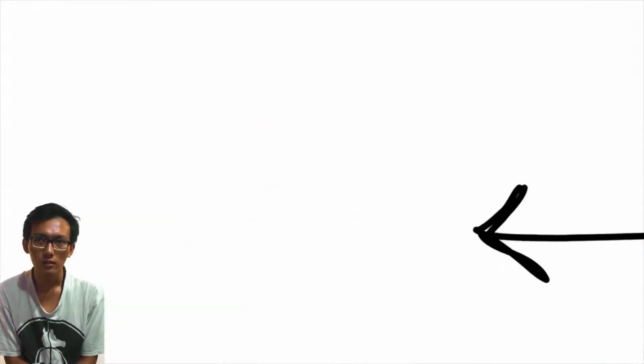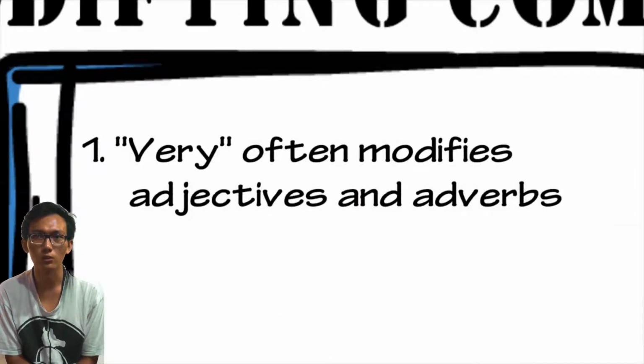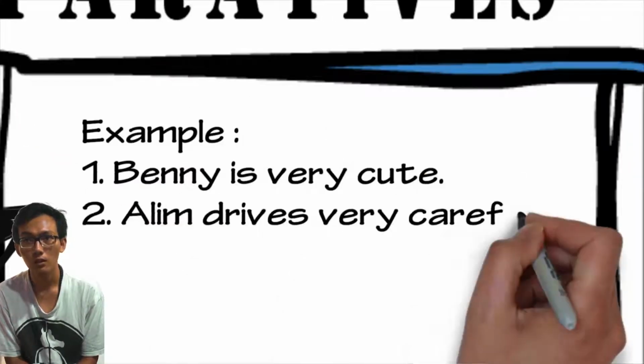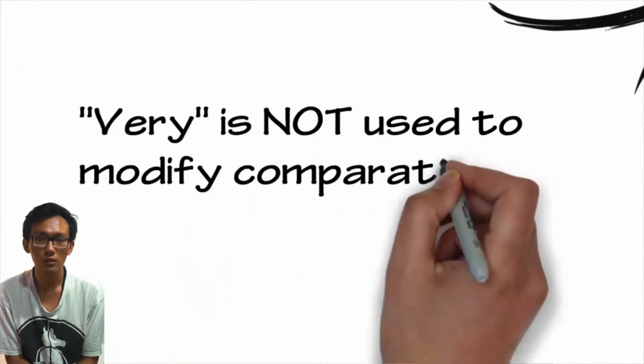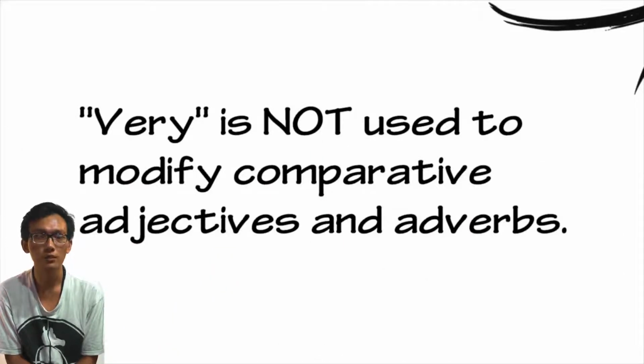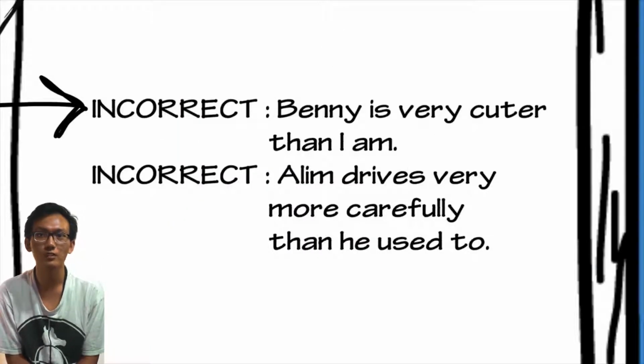Next, modifying comparatives. First, very often modifies adjectives and adverbs. Example, Benny is very cute. Second, Alim drives very carefully. Very is not used to modify comparative adjectives and adverbs. Example, Benny is very cuter than I am. That is the incorrect example. And then, Alim drives very more carefully than he used to. That is the second incorrect example.